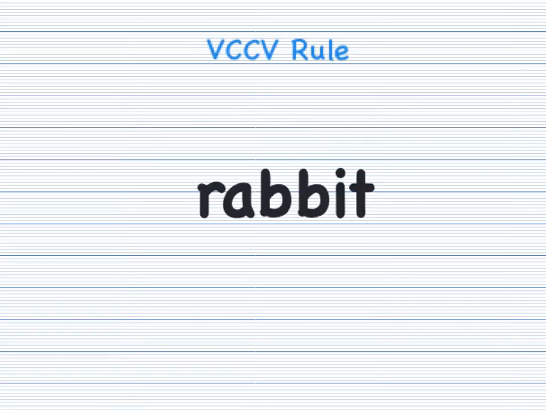VCCV rule. Underline the talking vowels, mark them with a V. V stands for vowel. Swoop between the vowels and mark the consonants in between with a C. This shows us the VCCV pattern and tells us where to cut. We cut right between the consonants.